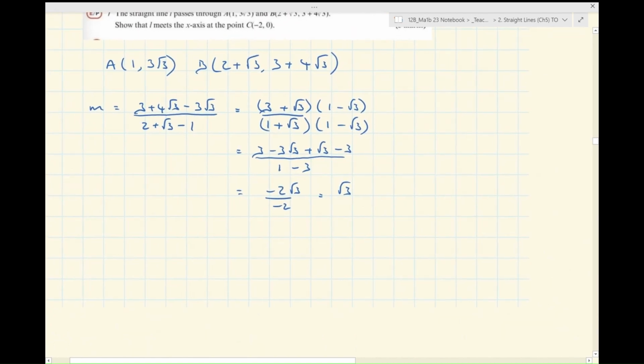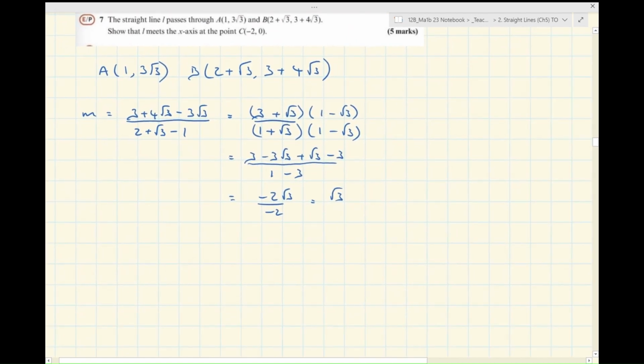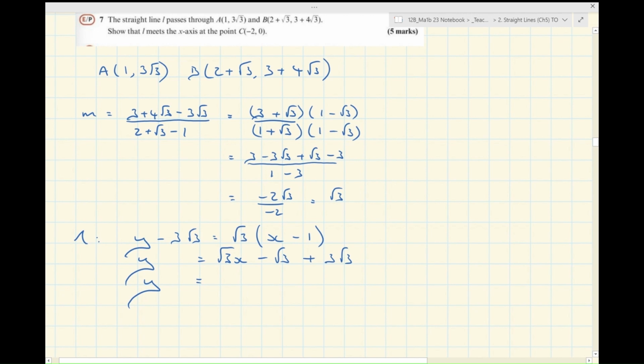Right, I can write the equation now of my straight line L. The equation is going to be y minus y1. I'll use the point A. y minus 3 root 3 is the gradient multiplied by x minus 1. Which gives me y equals, let's multiply that out, root 3 x minus root 3 plus 3 root 3, moving that over from the left-hand side, which means that y equals root 3 x plus 2 root 3.